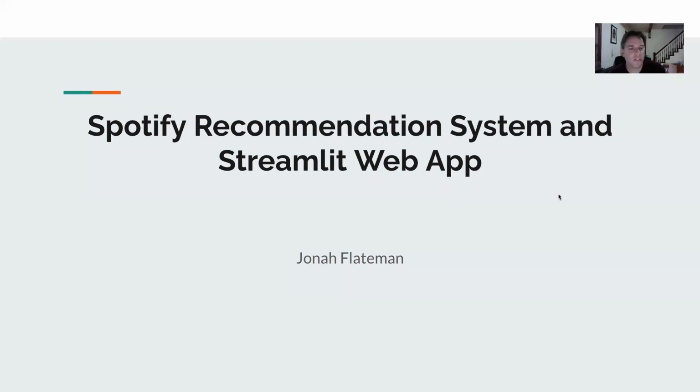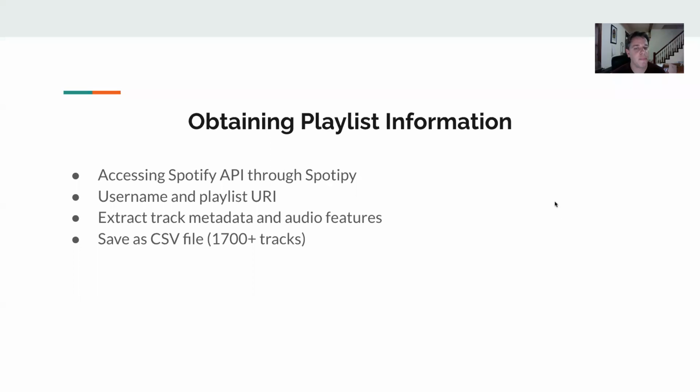Hello, we are going to discuss a Spotify recommendation system and deploying that recommendation system in a web app on Streamlit. The playlist I am using can be obtained through Spotify. It is a Python library that lets you access the Spotify API. Using that, we can put in the username and the playlist URI of the playlist we're looking to get, get our metadata and audio features, and save it as a CSV file. In this case, the file we have is over 1,700 tracks.